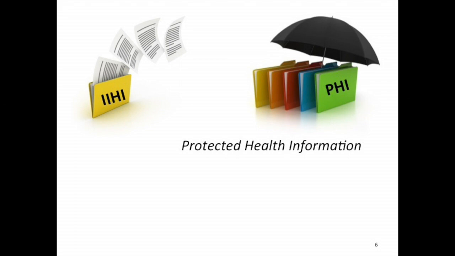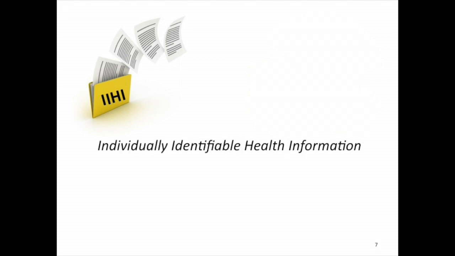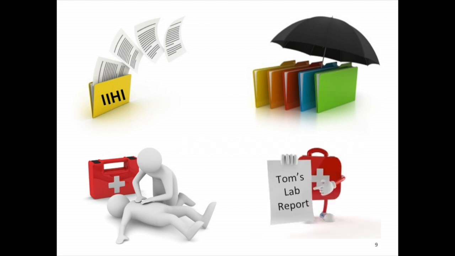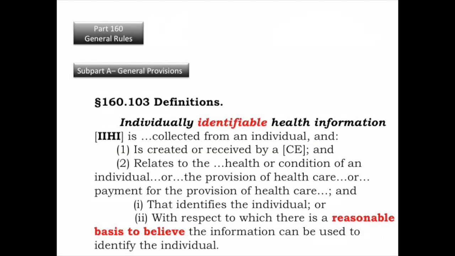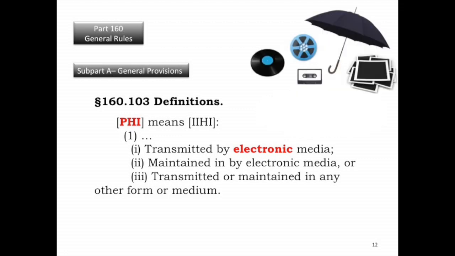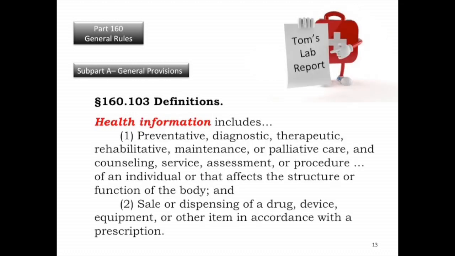IIHI and PHI are interchangeable terms. IIHI is a subset of PHI. PHI relates to an individual's health conditions, medical services, or payments, and the information is sufficient to identify someone. Identifiable means there's a reasonable basis to believe the information can be used to identify the individual. PHI includes electronic media and other forms of media, including paper, audio recordings, and digital images.